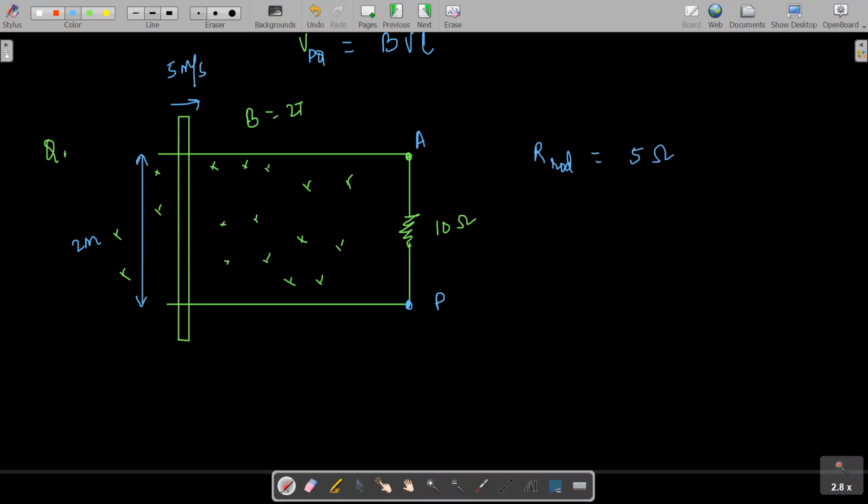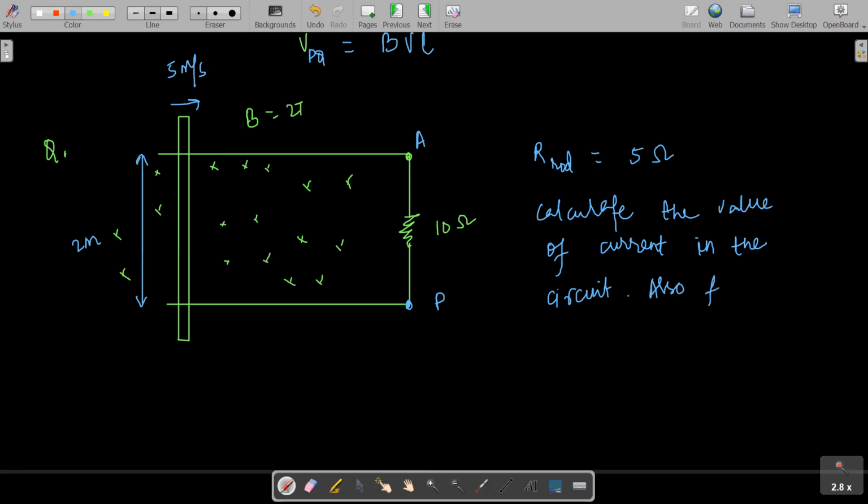What we have to do: calculate the value of current in the circuit, and also find the direction. Students, just solve this problem. I'm giving you 2 to 3 minutes.